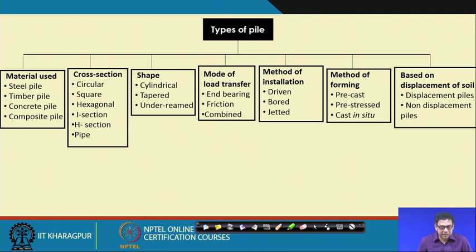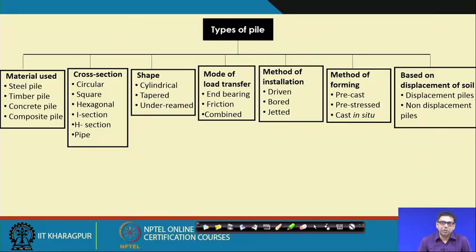So, based on the cross section, a pile can be circular, square, hexagonal, I section, H section or pipe section, or it can be a hollow pile. Okay. And based on the shape, it can be cylindrical, tapered or under-reamed. And mode of load transfer, as I mentioned, it can be end bearing if the majority load is transferred through the bearing, and it can be friction if the majority load is transferred through the friction, or it can be a combination of both. Some part is coming from the end bearing and some part is coming from the friction.